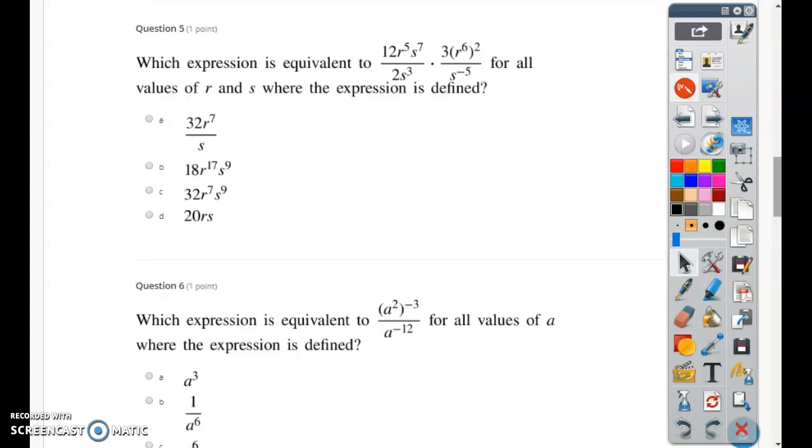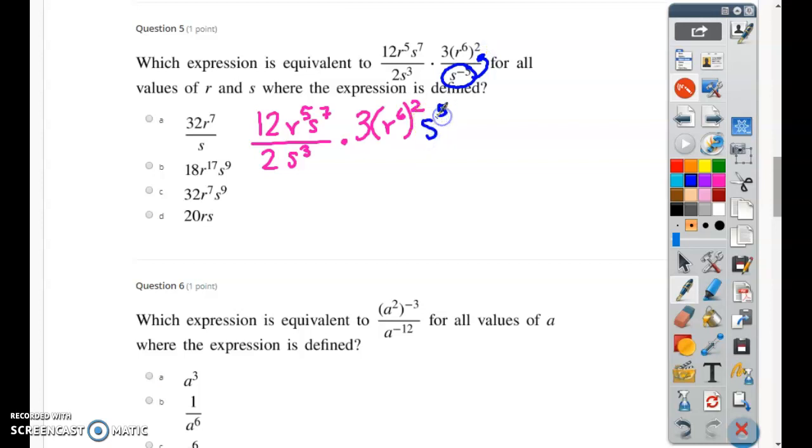Okay, let's do problem number 5. I think problem number 5 is probably the hardest one on here just because it's a lot of steps. Okay, so we're going to rewrite it. I want you to rewrite and put 12r to the 5th, s to the 7th over 2s to the 3rd times 3 parentheses r to the 6th to the 2nd power. And I'm moving this one up right now. Okay, so that's s to the positive 5. There's nothing at the bottom. There's nothing left at the bottom, so it's just a 1.